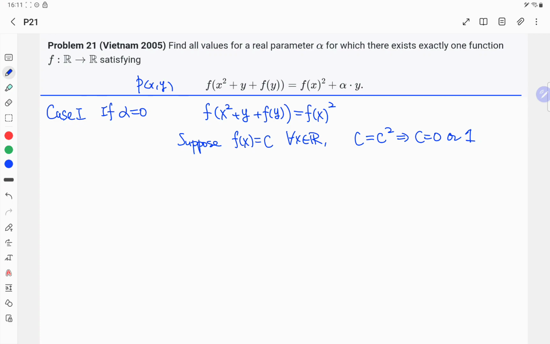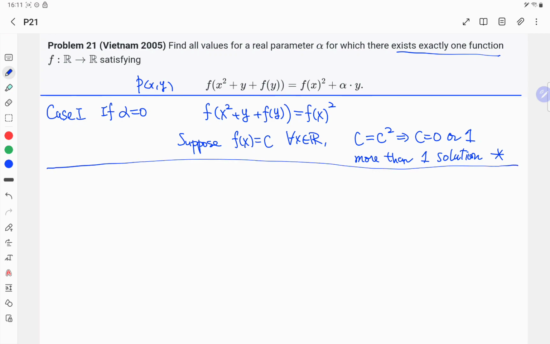And it means that there is more than one solution. We don't really need to care about other cases, but it already violates the condition. The problem says there exists exactly one function, but here we already have more than one function, so we can reject alpha being 0.